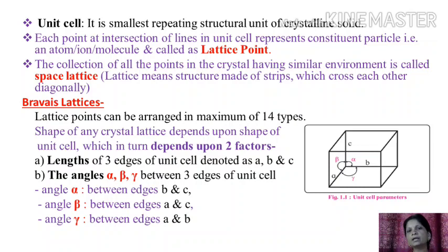The shape of any crystal lattice depends upon two factors: first is the length and the second is the angle. The lengths of the three edges of the unit cell are denoted by a, b, c. The angles alpha, beta, gamma are between the three edges of the unit cell. For example, angle alpha is between edges b and c, angle beta is between edges a and c, and angle gamma is between edges a and b. So look into the figure shown here, the unit cell parameters.